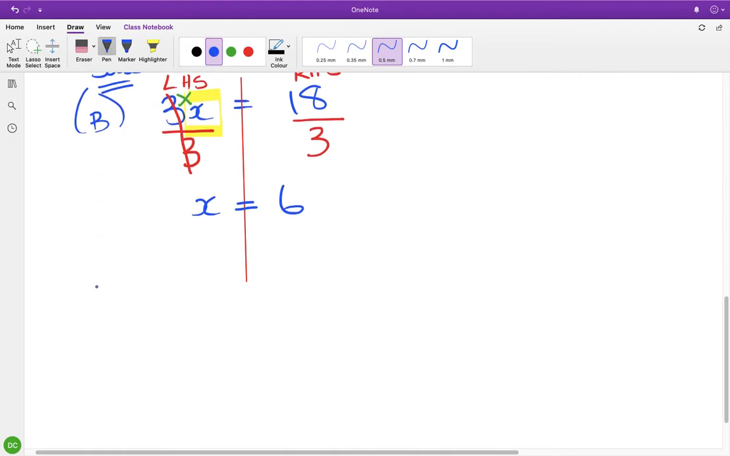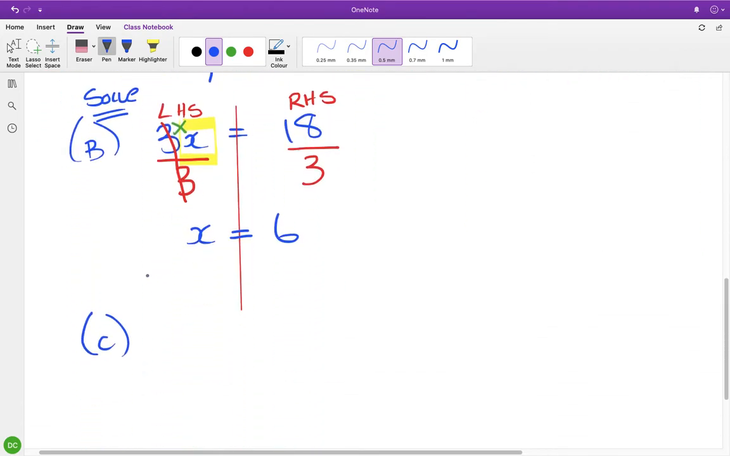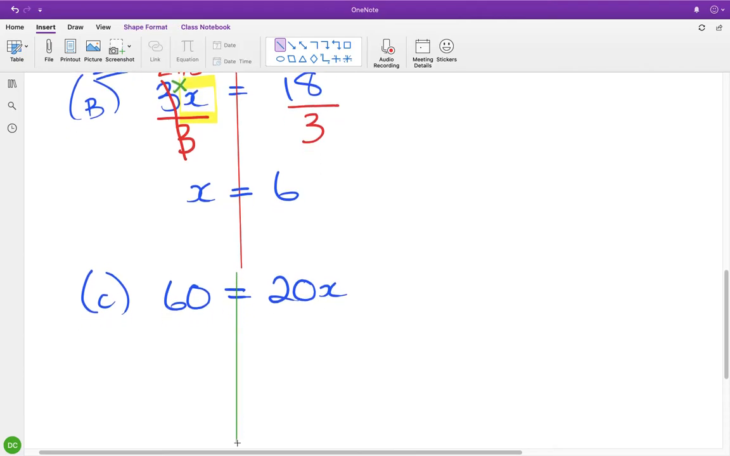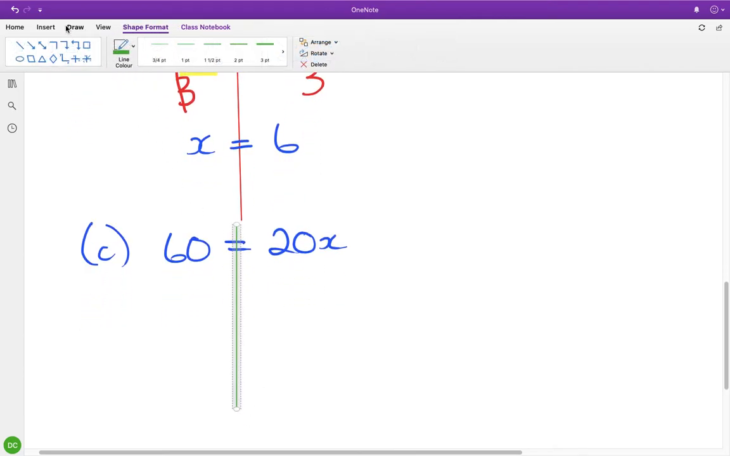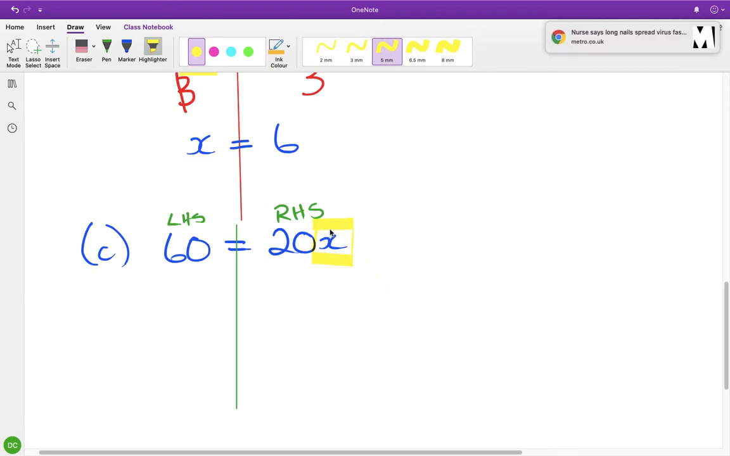Okay, third one, we've been asked to solve 60 equals 20x. Okay, so again, let's throw in a line just so we can identify left hand side and right hand side. We've been asked to solve, so we want to isolate this letter. It's on the right hand side, so we will leave it there, but it should be on its own, and at the moment it's not on its own.